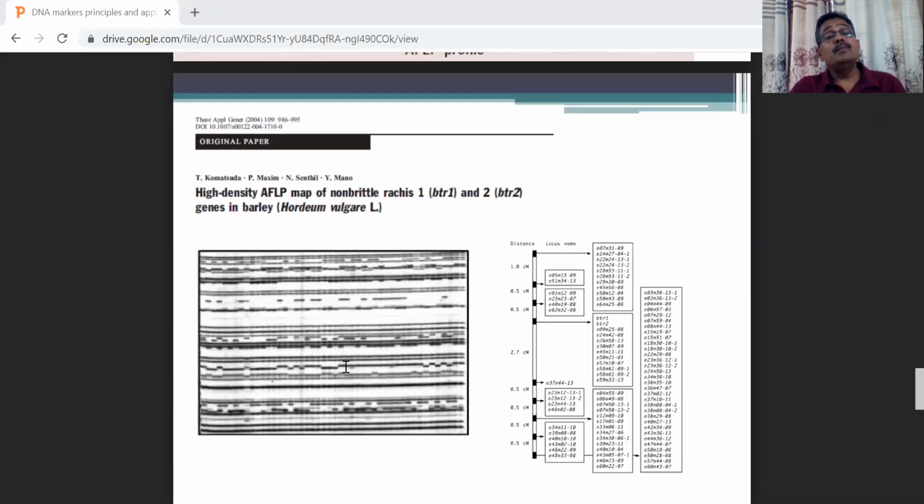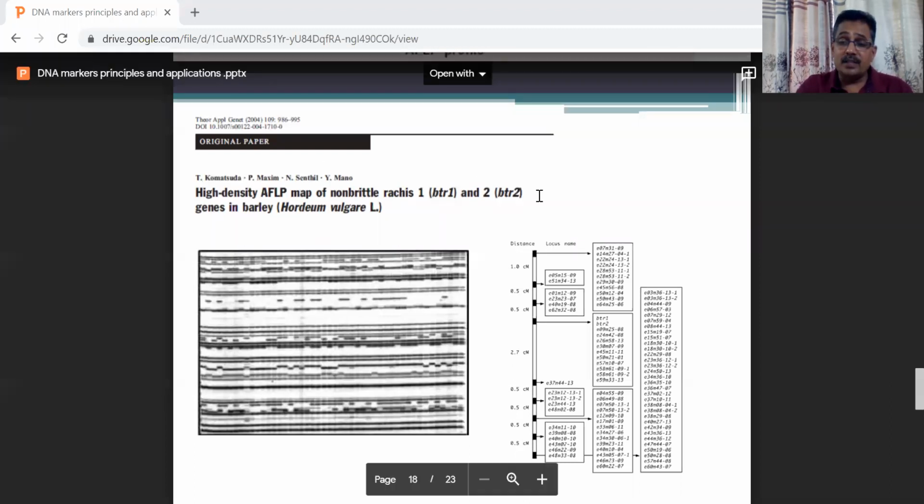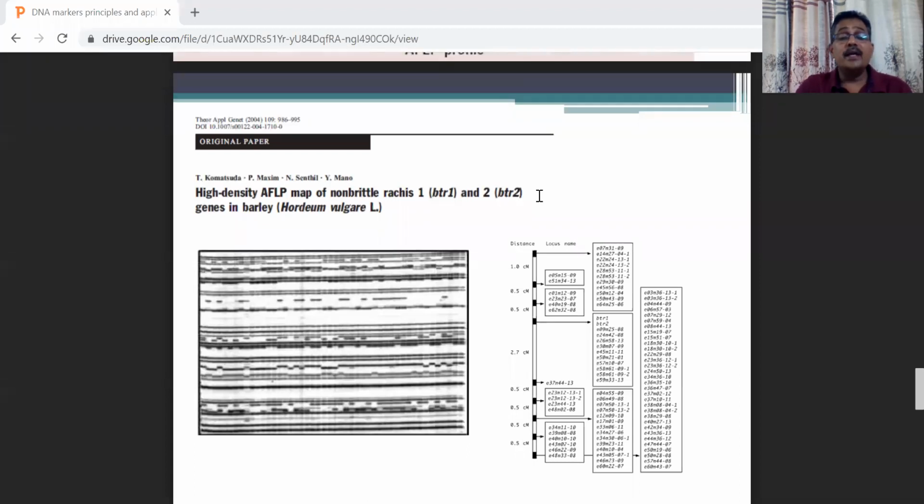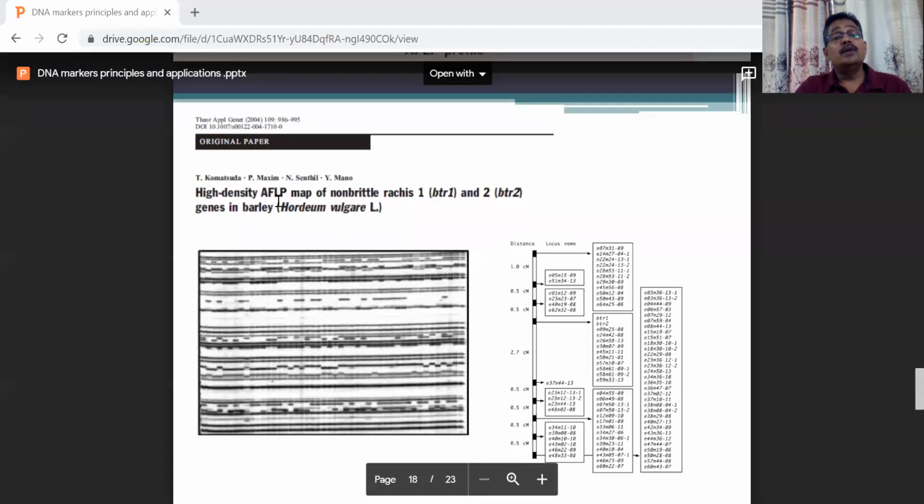So in the 1990s and 2000s, people used the AFLP technique as one of the key techniques for fingerprinting, fine mapping, and construction of linkage maps. I also happened to work on AFLP technology, as you can see in the paper in Theoretical and Applied Genetics, 2004.